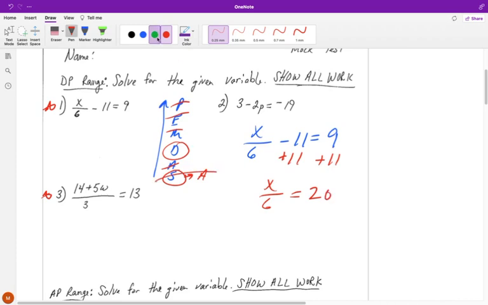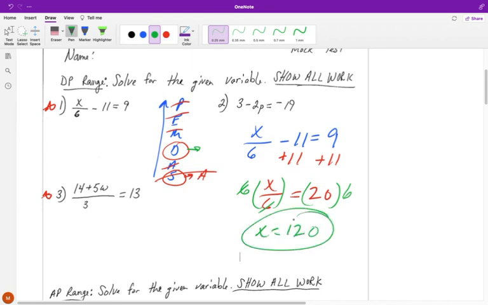And then my last one I'm doing is division. Well, to get rid of division, we multiply. So we multiply each one by 6. They cancel out, so x is equal to 120.